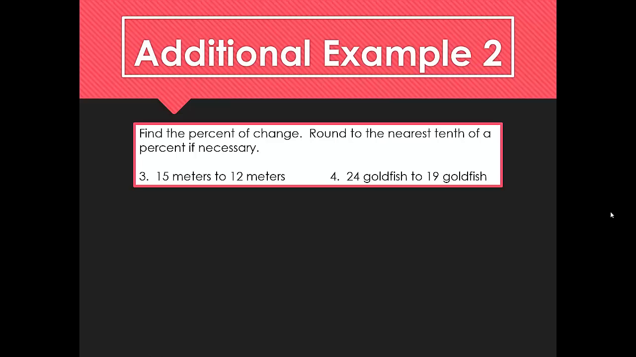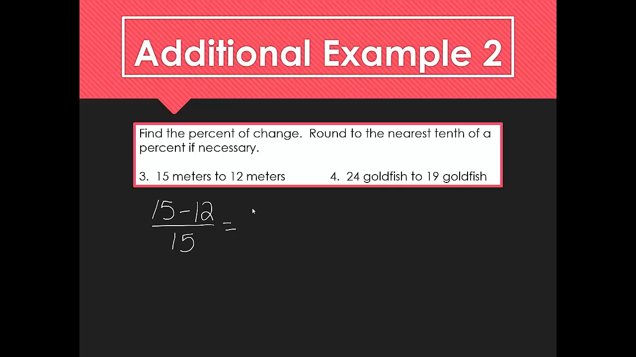Now we have another additional example. You can pause the video and try it on your own, or you may follow along. Find the percent of change. Round to the nearest tenth of a percent if necessary. For number 3, we have 15 meters to 12 meters. If we start at 15 and go to 12, that is a decrease. So we're going to find a percent of decrease. For percent of decrease, we start with the original amount, which is 15, and we subtract the new amount, which is 12, and then we divide that by the original, which is 15.